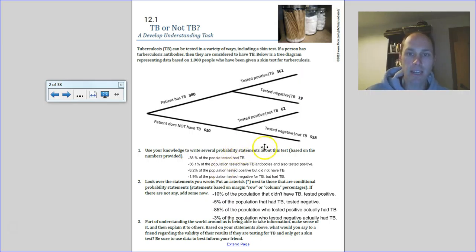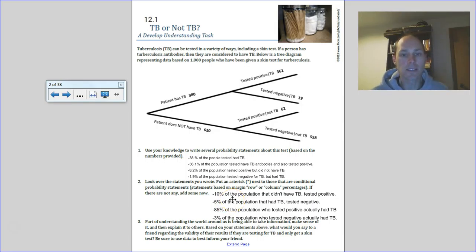But if they test negative, and that's the 19 and the 558, if they test negative, it's a good chance that they probably don't have tuberculosis, because only 3% of those who test negative actually have it. So it's pretty accurate, but you might also want to consider another test just to make certain that it's not something else as well.